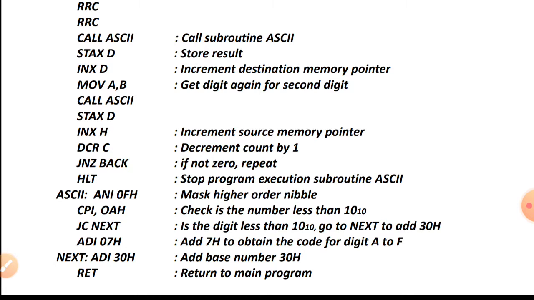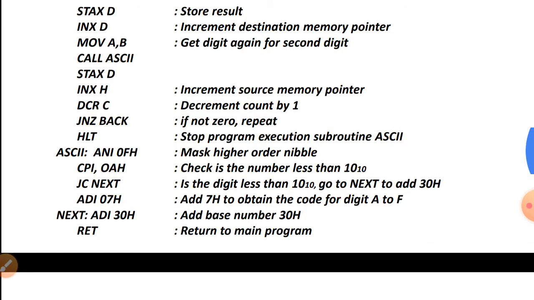When it is calling the ASCII, it will again come to the lower side where the ASCII label is defined, and again we do the AND operation with 0F. With this we want to mask 9. With the help of 0F we are able to mask the 9, and the accumulator will be showing only 0F. Now 0F is greater than 0A, so it will not jump to the next. It will first add 7, the next instruction, that is ADI 07.